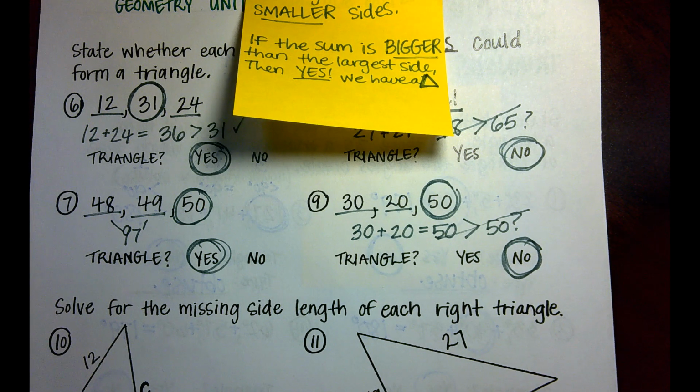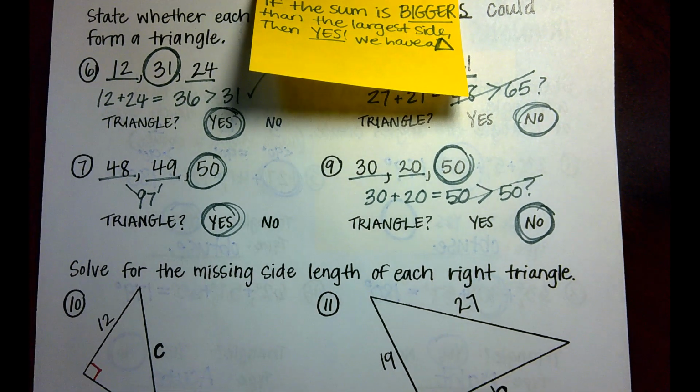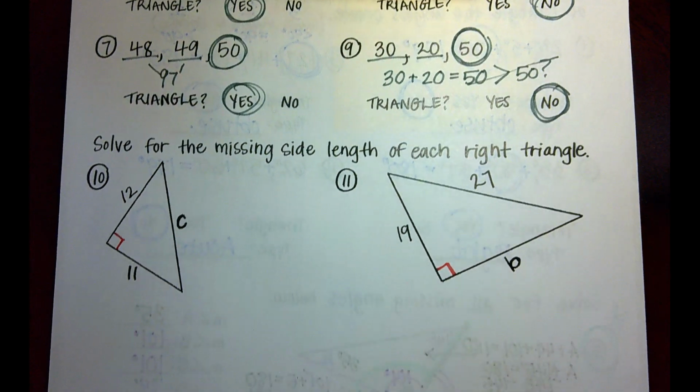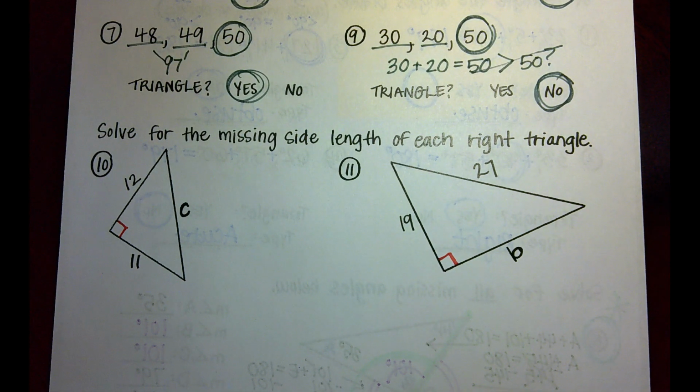Everybody feel okay about doing this on your own, number 6 through 9? Yes. Okay, awesome. Now, number 10 and 11. We're looking at side lengths again. Now we are solving for the missing side lengths of these right triangles.